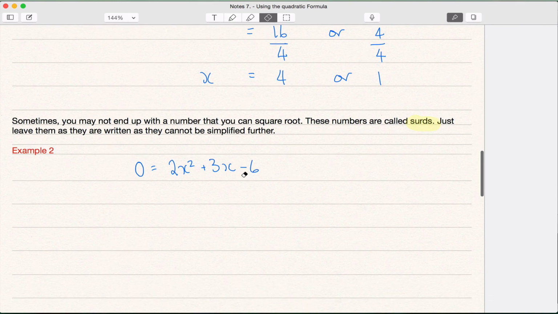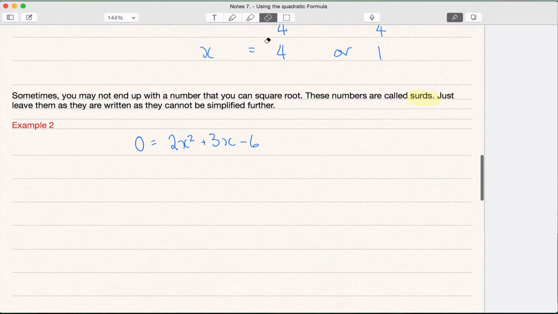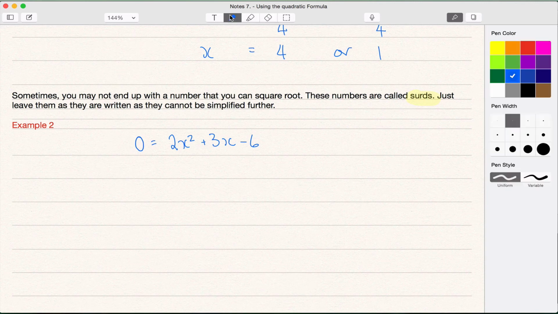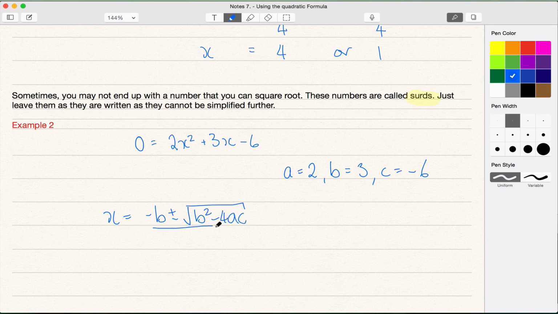Example number 2. 0 equals 2x squared plus 3x minus 6, and we're trying to solve it using the quadratic formula. First step is to write out a, b and c. A here is a 2, b is a 3, and c is a negative 6. Make sure the negative stays with the number. Second step is to write out the quadratic formula. B squared minus 4ac over 2a.